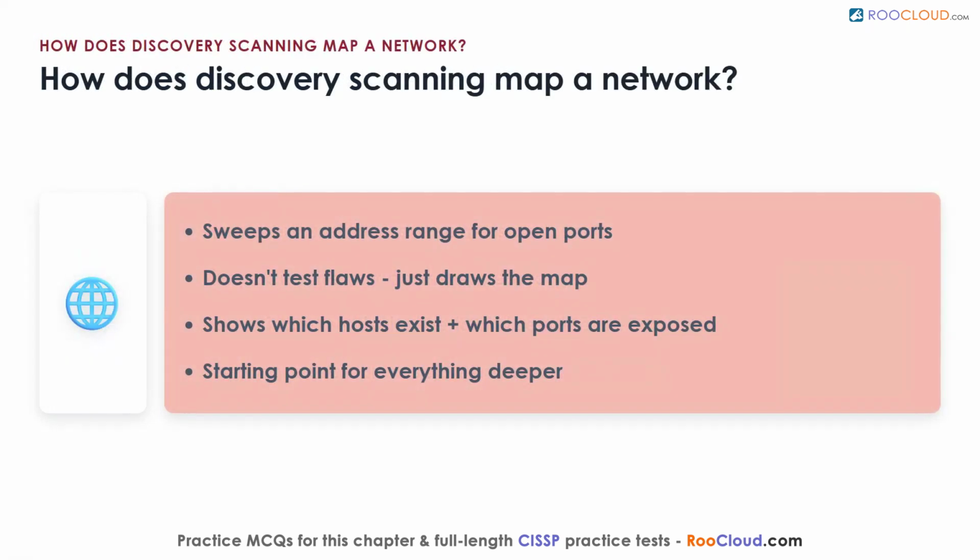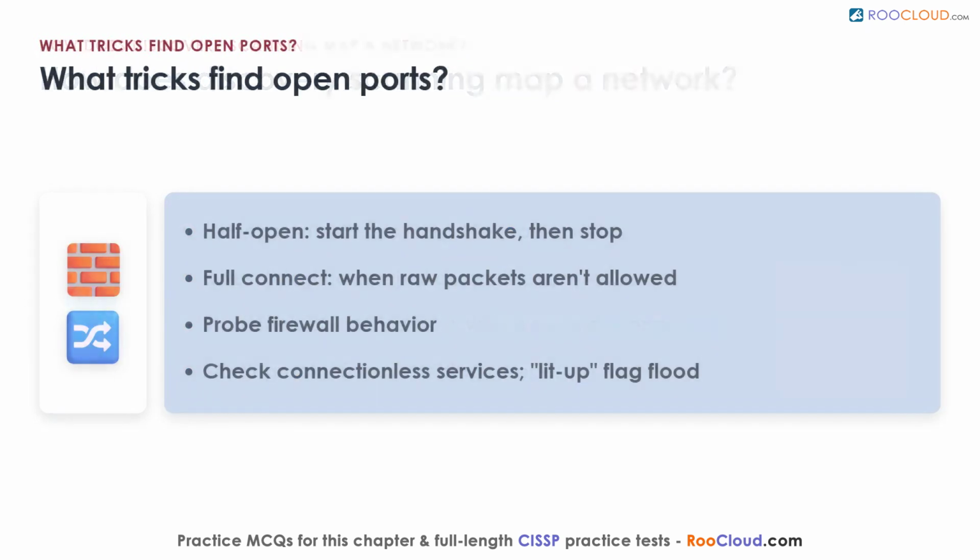How does discovery scanning map a network? It sweeps a range of addresses looking for systems with open network ports. A discovery scan does not test for vulnerabilities itself. It simply draws the map, showing which hosts exist and which ports the firewalls along the path leave exposed. That map is the starting point for everything deeper. Think of a burglar first walking the block to note which houses have doors and windows before ever trying a handle.